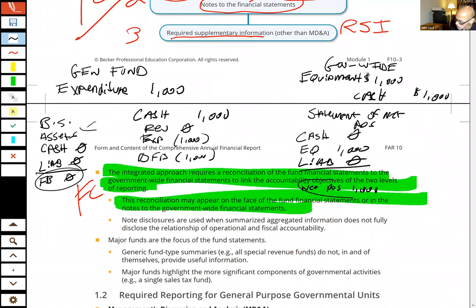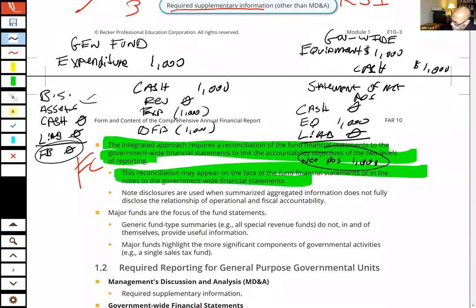Now, what GASB was looking at, they're saying, well, this could be confusing because you have a user of your financial statements looking at your fund balance of zero. Meanwhile, they're seeing a net position of 1,000 at the government-wide level. So what we would have to do is prepare a reconciliation. I'm going to call this recon number one. We're the only ones that call it recon one and two. There are two reconciliations. Recon one reconciles the balance sheets.